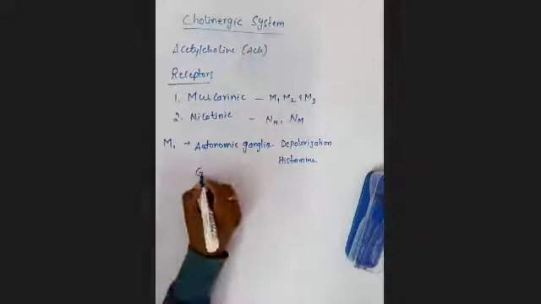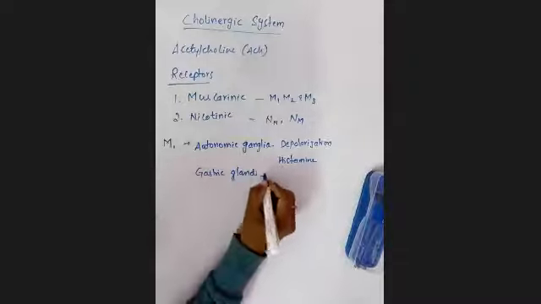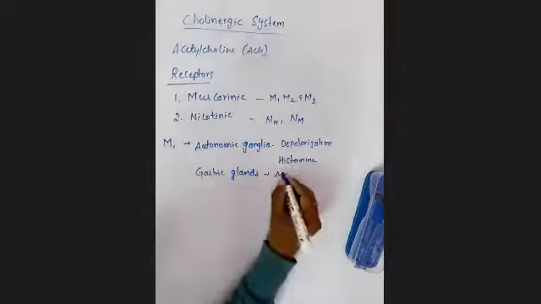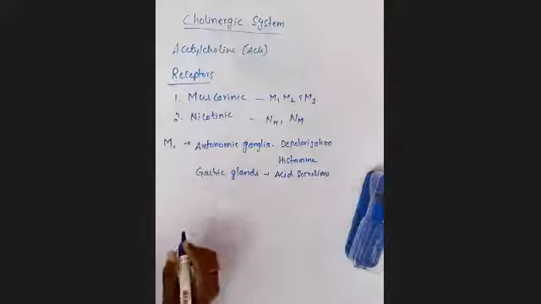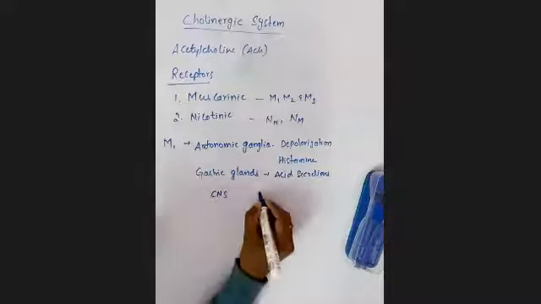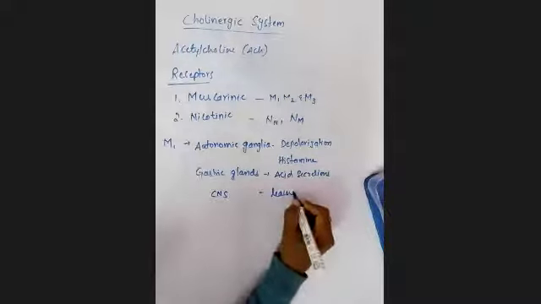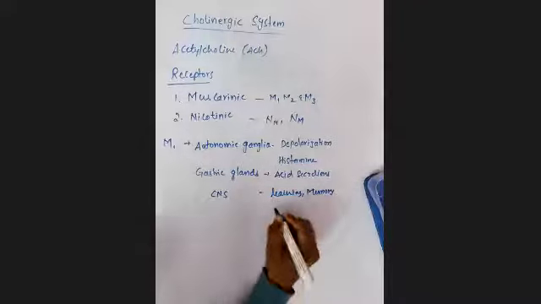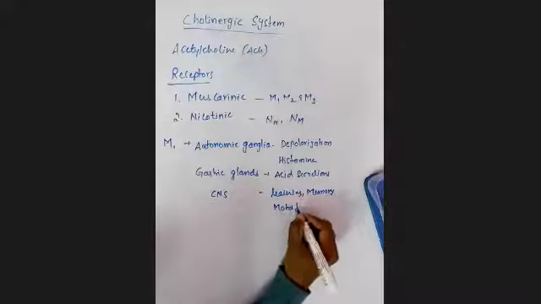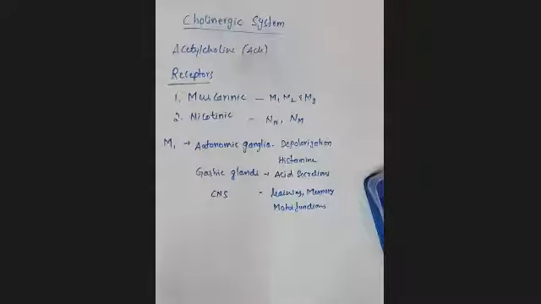The next one is that M1 is also present in the gastric glands, which may lead to acid secretions. Next, M1 is also present in the CNS, where it is useful for learning, memory, and also for motor functions. This is about the M1 receptors.